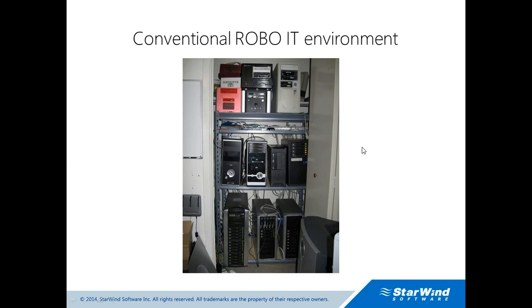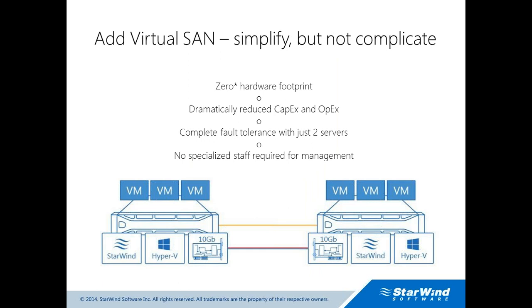So when we add StarWind to this, we can actually make it more simple. If you look at this slide here, two servers running Hyper-V and having StarWind installed can run all the virtual machines for the remote and branch office location. All the applications you need can run on two servers. They can be highly available, and that's all. No stacks, no server racks for remote offices. It's compact, it's power efficient. There is not much needed to service it.